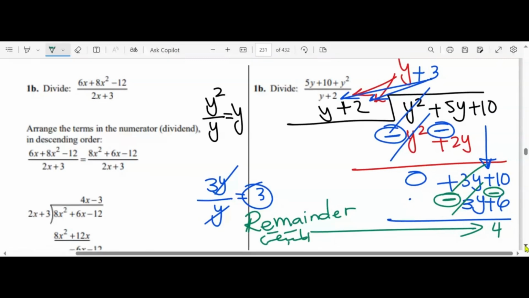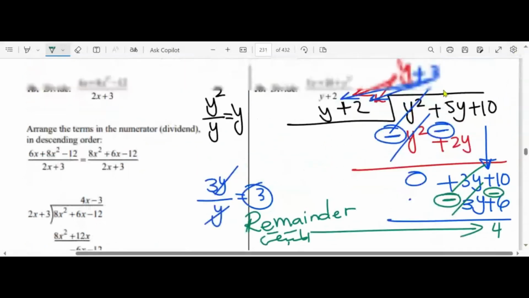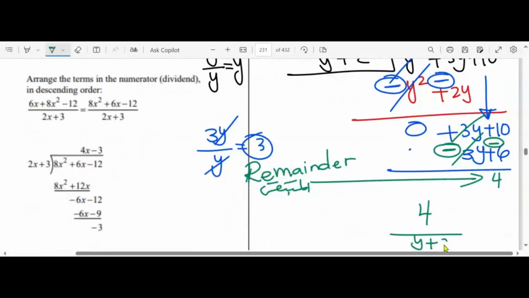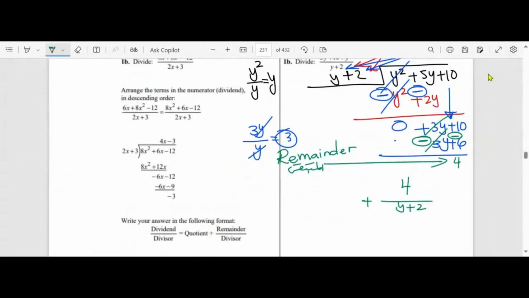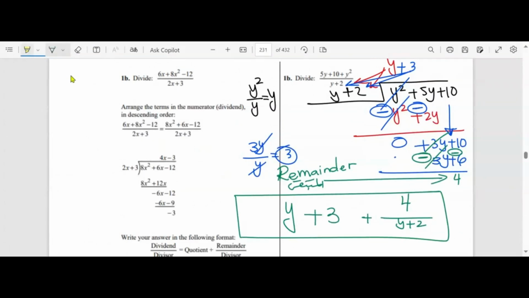Okay, so what is the answer? That's what's left, divided by what? Divided by y plus 2. And what is your answer? Y plus 3, teacher. That's it. So that's your final answer. Easy as easy.